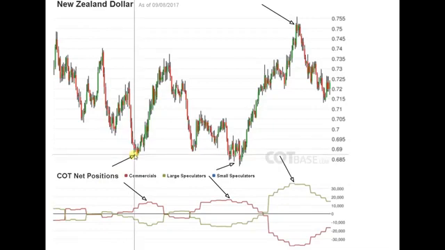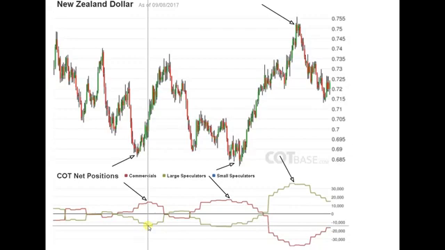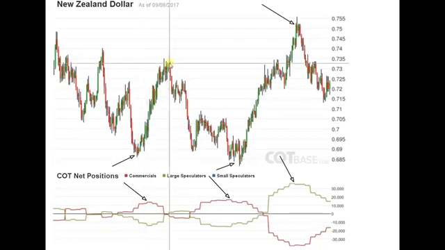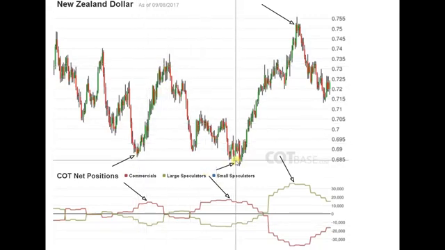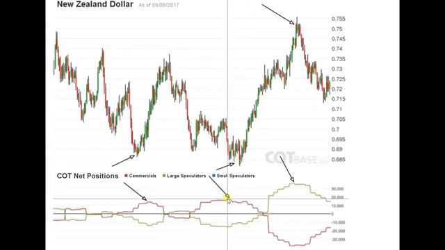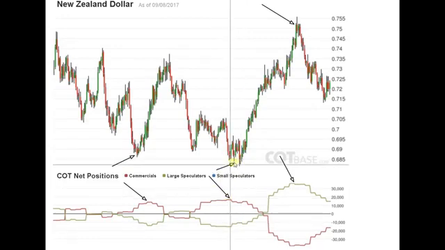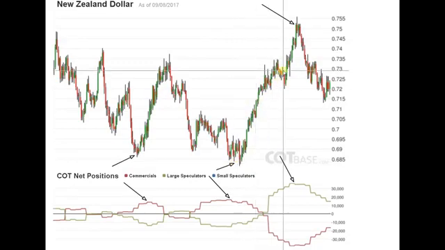And I've isolated a bottom here in the Kiwi. Here are the commercials, the smart money. They've gone long, heavily long. Speculators have dropped short against them. Breaks in favour of the commercials. Over here, this important bottom, notice the commercials heavily long, speculators heavily short. Breaks in favour of the commercials. It's a really nice move to the upside.